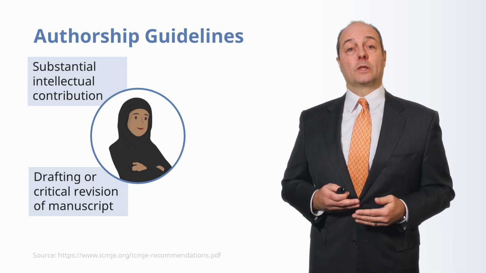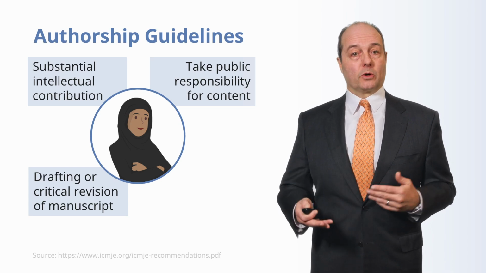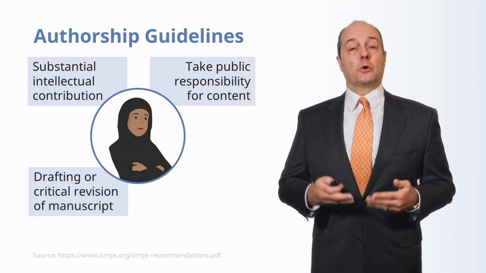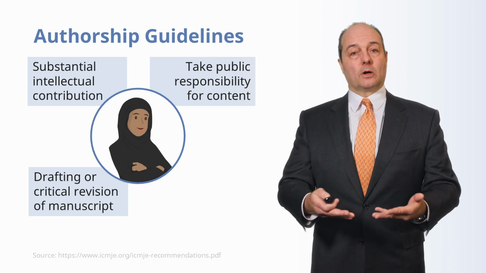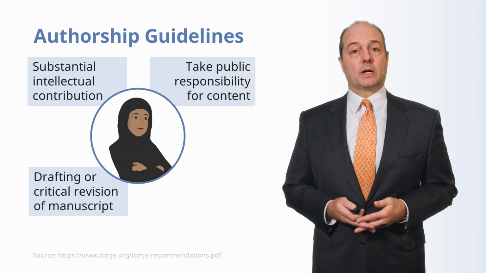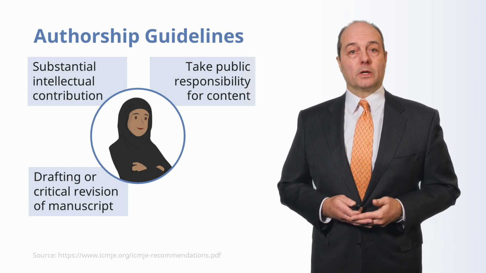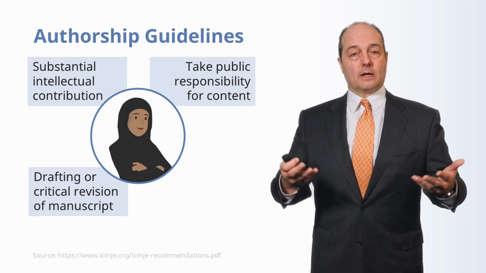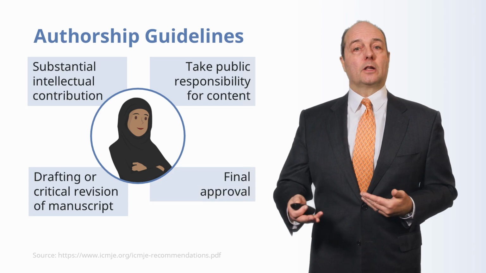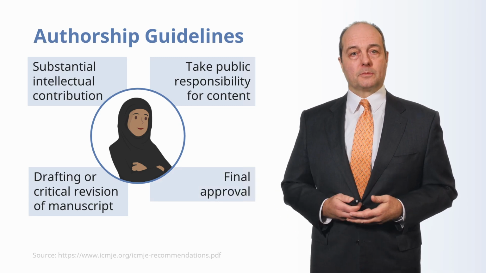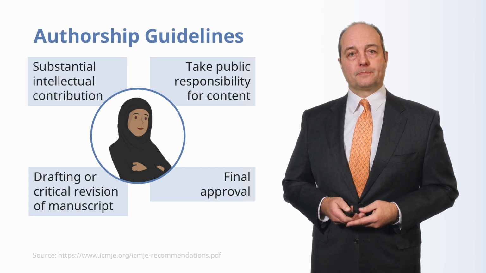Third, you're going to make sure that you have sufficiently participated in the work to take public responsibility for it. That's part of the accountability. So whatever portion of the work that you were responsible for, you are going to be accountable for it and take public responsibility for it. And then fourth, once a journal decides to publish this manuscript, you need to give final approval of the version to be published. So to be an author, you have to fulfill all four criteria.